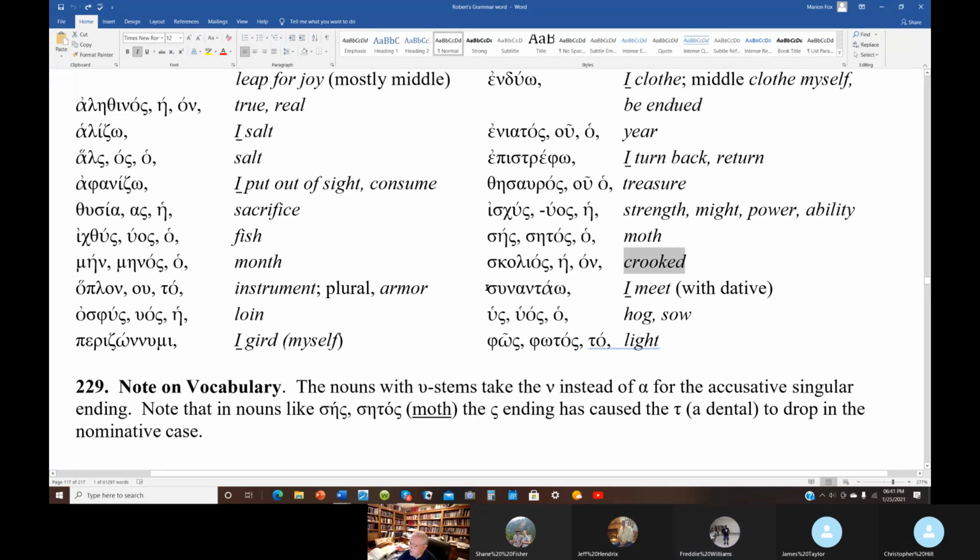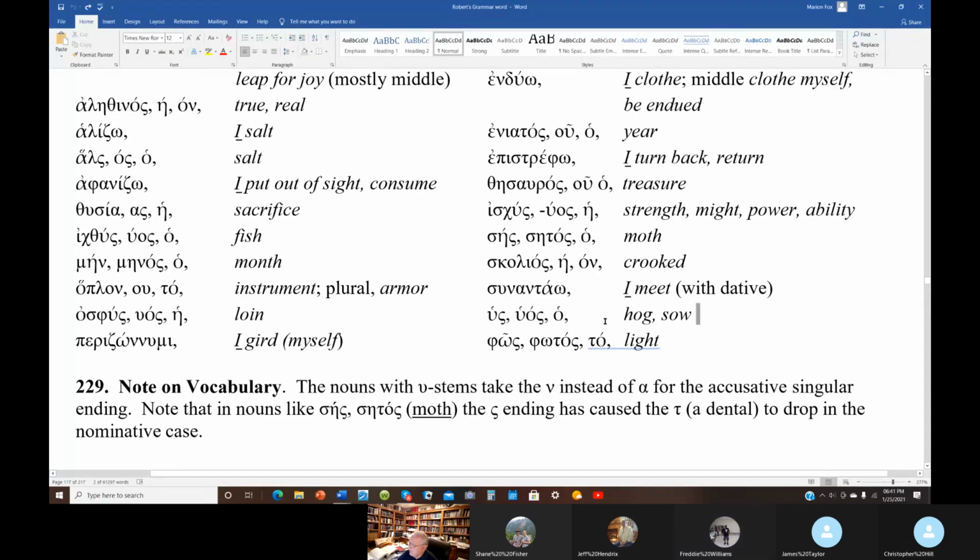And sunantao is to meet, I meet. Now, when it says with the dative, you remember that means it takes a dative object. Its direct object is in the dative case. That's what that means out there. Some words will take a dative direct object, like worship. You don't worship God, you give worship to God. That would be dative. So worship is given to God, and so it'll be in the dative case.